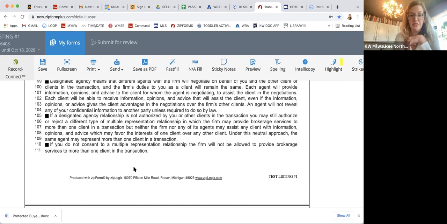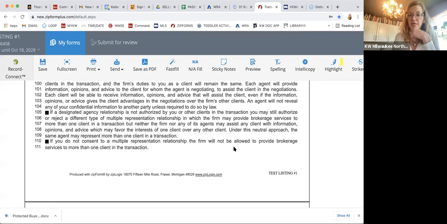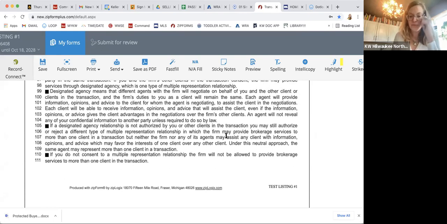Without designated agency, the designated agency relationship is not authorized by you or other clients in the transaction. You may still authorize or reject a different type of multiple representation relationship. The firm may provide brokerage services to more than one client in the transaction, but neither the firm nor any of its agents may assist any client with information, opinions, and advice. Under this neutral approach, the same agent may represent more than one client in a transaction.